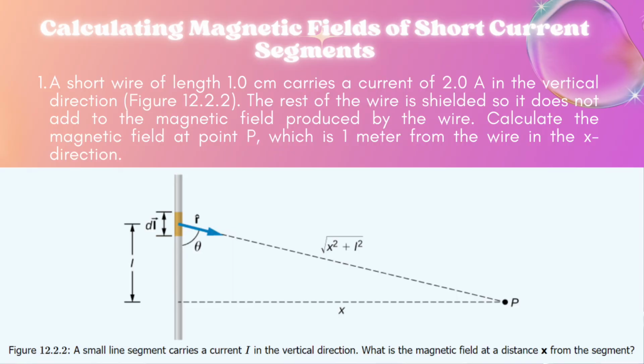Calculating magnetic fields of short current segments. 1. A short wire of length 1 cm carries a current of 2 ampere in the vertical direction shown in figure 12.2.2. The rest of the wire is shielded so it does not add to the magnetic field produced by the wire. Calculate the magnetic field at point P, which is 1 meter from the wire in the x direction.